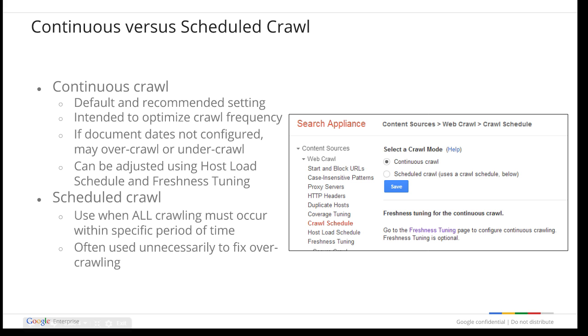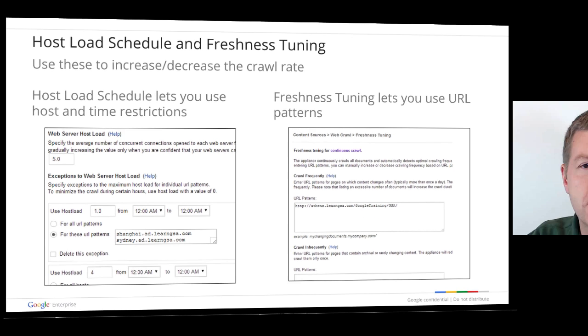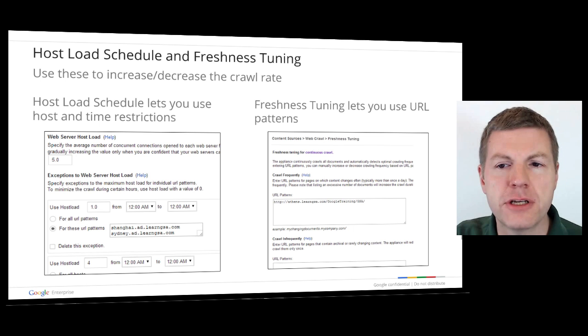The GSA does have a scheduled crawl option. This will force all crawling to occur within a specific period of time. This will often cause the GSA and your web server to do more work than they really need to, because the GSA will simply recrawl everything it can within that scheduled period. The scheduled crawl option is often used to fix crawl frequency problems, but there are usually better options for that. We can use host load schedule and freshness tuning to increase or decrease the crawl frequency as appropriate.